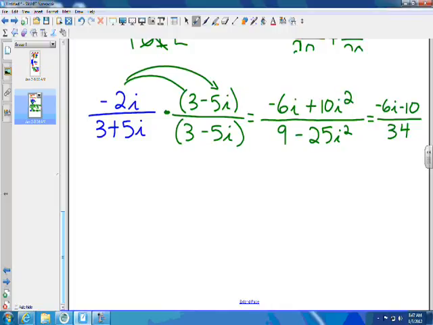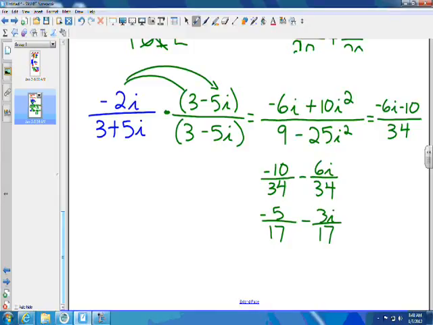So you could flip that around now. You could put the 10 first. Negative 10 over 34, and negative 6i over 34. So what can we take out of 10 and 34? A 2. So negative 5 over 17. And what can we take out of 6 and 34? Also a 2. So 3i over 17.